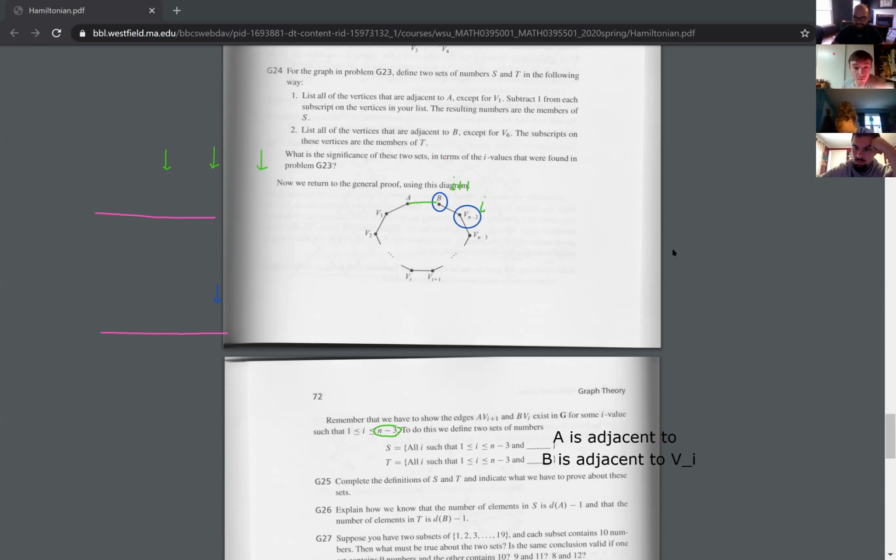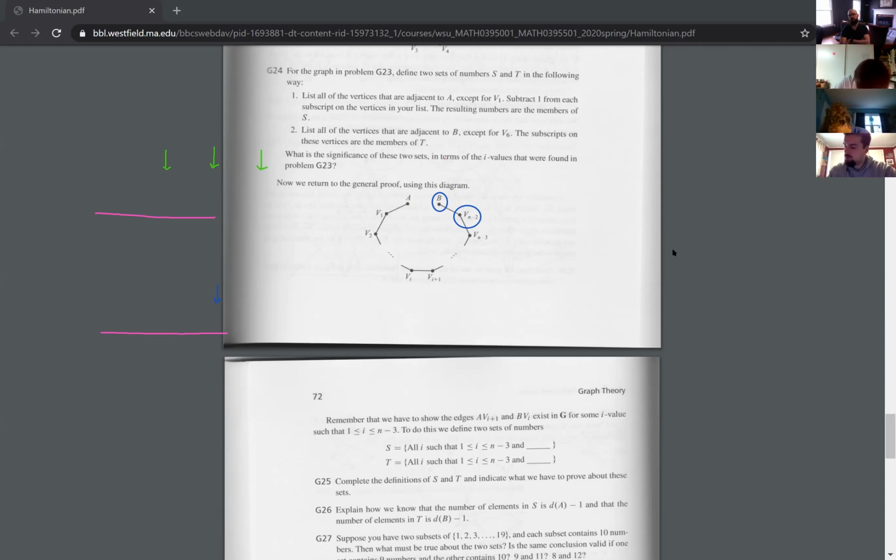I typed I plus 1. Anyways, here V sub I plus 1. Yeah, and then you want to show that they're non-empty. Yeah, exactly right. That makes more sense.